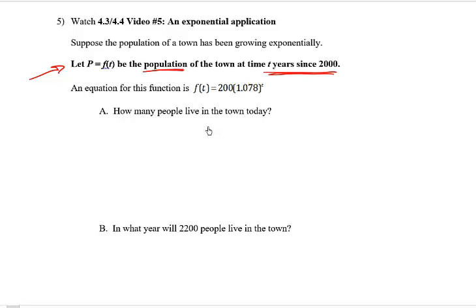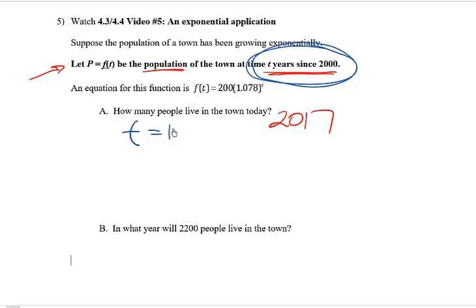The first question is, how many people live in the town today? Well, of course, it depends on when you're watching this video. I'm going to go ahead and use 2017 for today. Does that mean that I'm going to plug 2017 somewhere into this equation? Not at all, because remember, you've got to go back to the let statement. It is a time, but t in this problem stands for how many years it's been since the year 2000. Well, 2017, that's 17 years later. So that's the t value I'm going to need to plug in, right?